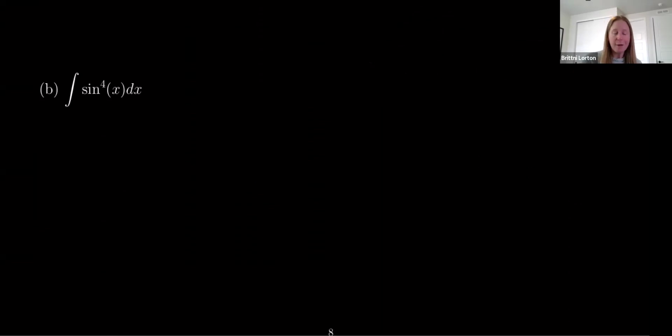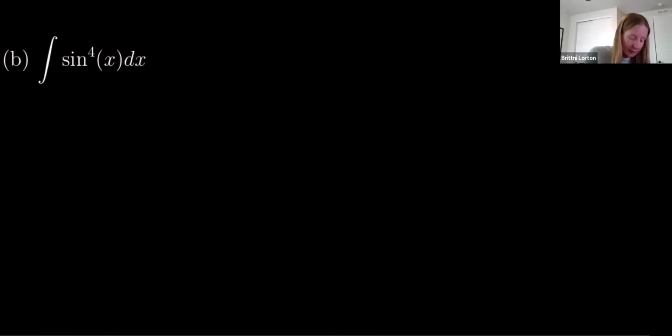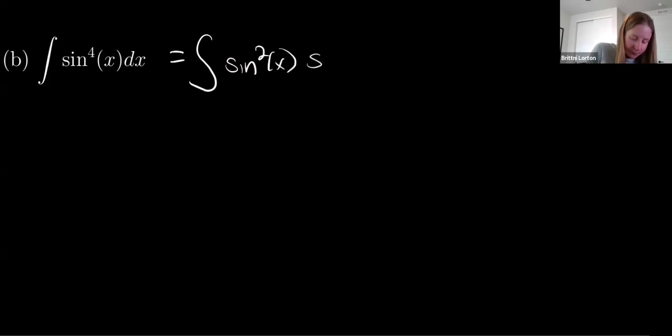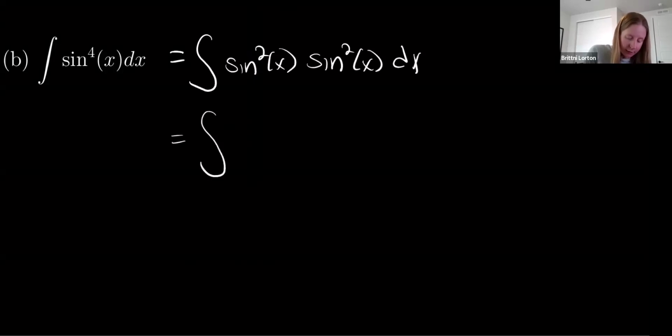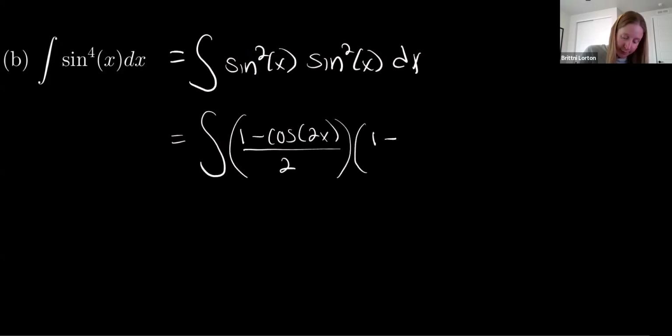Another one. What about if it weren't squared? What if it were to the power 4, for example? This one's a little bit trickier, but I'll walk you through it. This first step would be to break it up to be sine squared times sine squared. And then I could use those trig identities. So this would become the integral of (1 minus cosine of 2x) over 2 times, and the other sine squared is also (1 minus cosine of 2x) all over 2 dx.